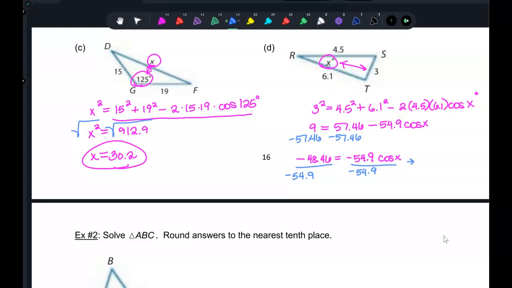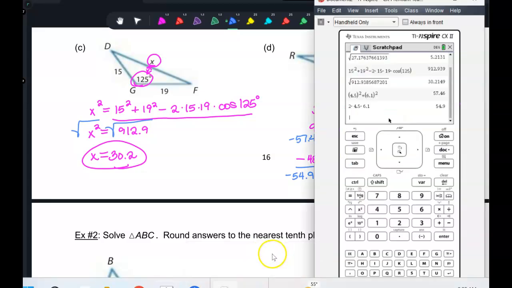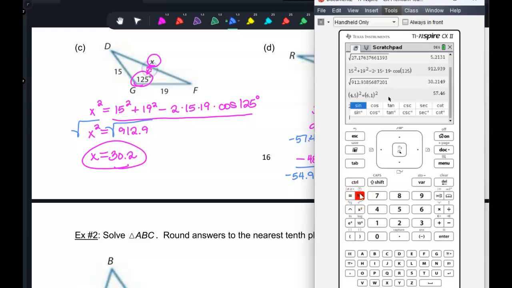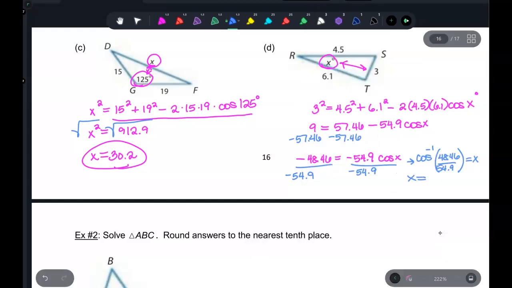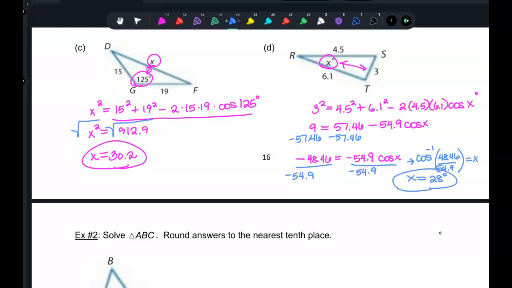So eventually I'm going to be taking cosine inverse of that ratio to figure out what x is going to be. And I canceled out the negative because it's negative over negative. So I'm going to do cosine inverse. I like to do control divide just to make sure: 48.46 over 54.9. And we get 28.03. So x equals about 28 degrees.